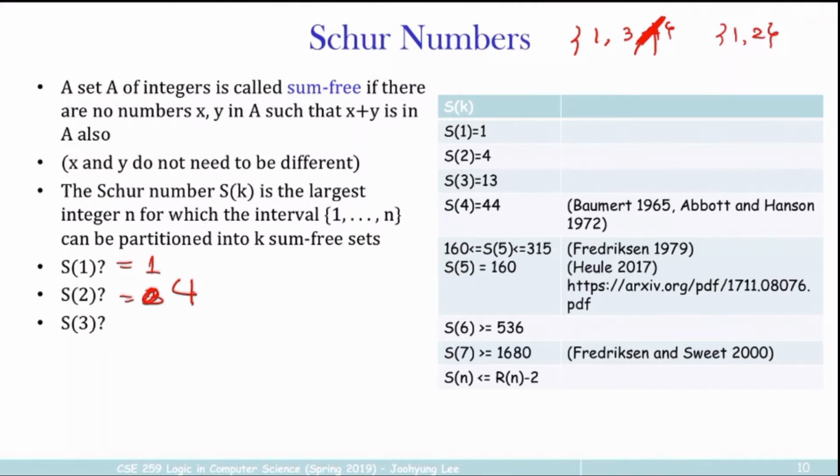Now S of 5, until a few years ago, nobody knew the value. S of 5 is proven to be in this interval. It should be at least 160 and at most 350, but until a few years ago, nobody could find the value. This is the result in 1979. It turns out that S of 5 is actually 160, which was conjectured to be the lowest number by Heule in 2017. Okay, S of 5 is 160.